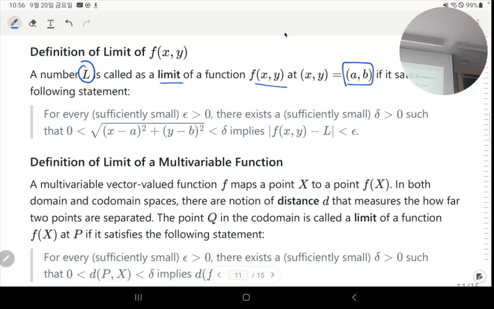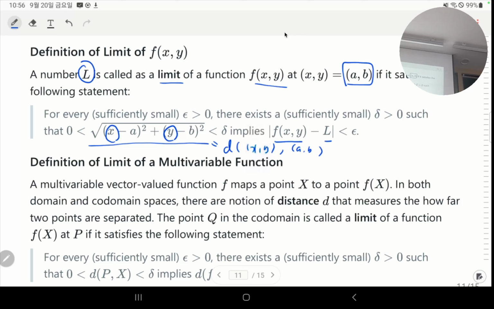For every sufficiently small epsilon, that's the threshold that I want the difference between the function value and L to be less than. Then there exists, for every epsilon, an even smaller delta such that if I have (x, y) satisfying these inequalities, then the difference between the function value and L is less than epsilon. What is this? This is the distance between the point (x, y) and (a, b).